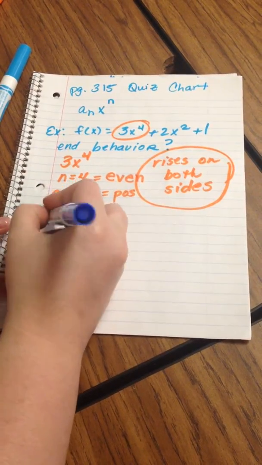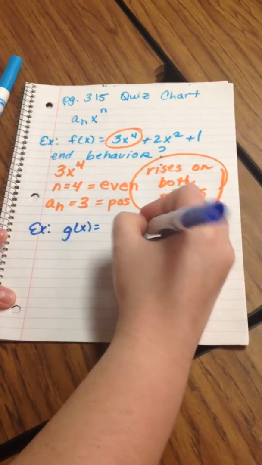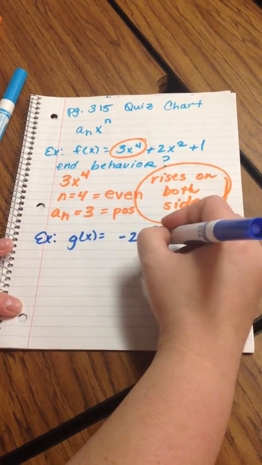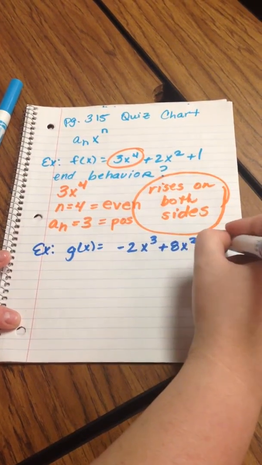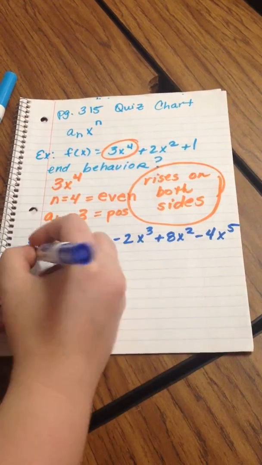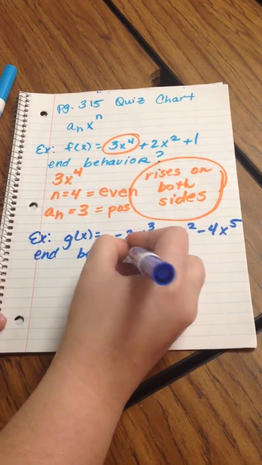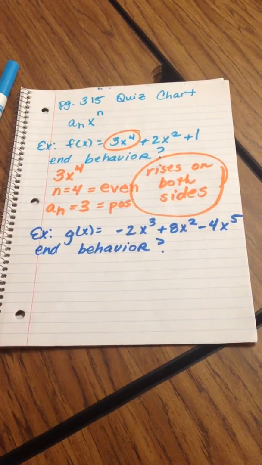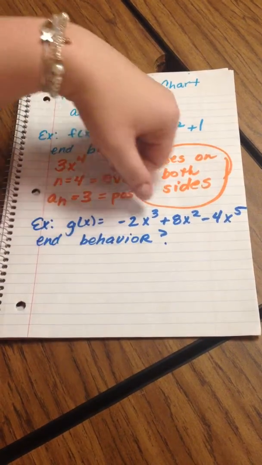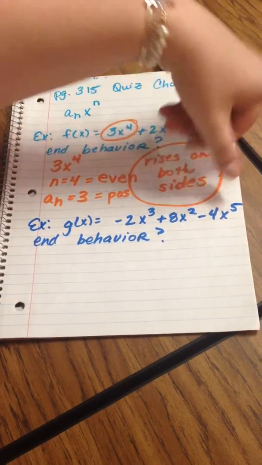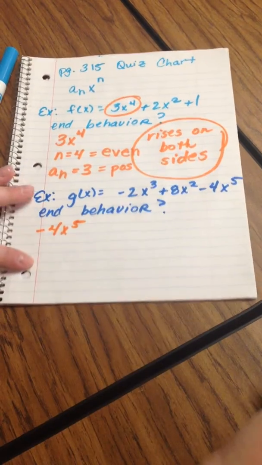Let's do another example. G of x equals negative 2x cubed plus 8x squared minus 4x to the fifth. And I want to know the end behavior. Okay, I did this to trick you. First, we have to look at the term with the highest exponent. It's not this third, it's not this squared, it's this fifth. So I'm going to pull that out, and then I'm going to talk about it.